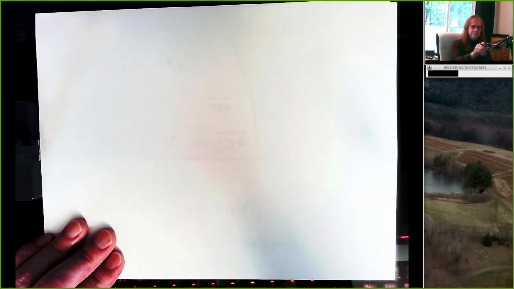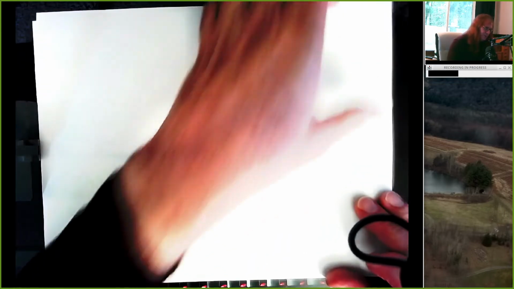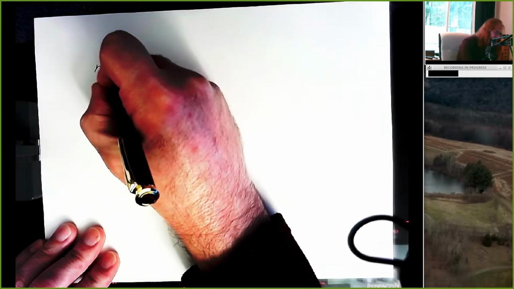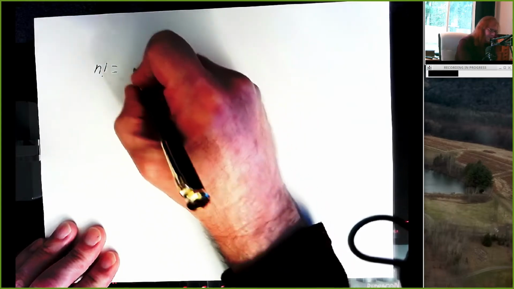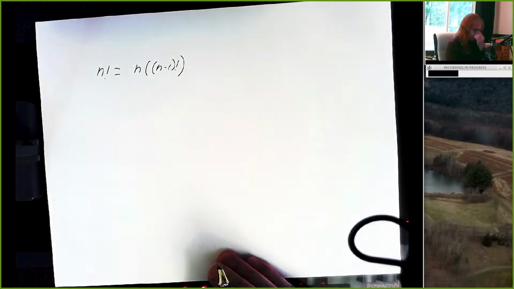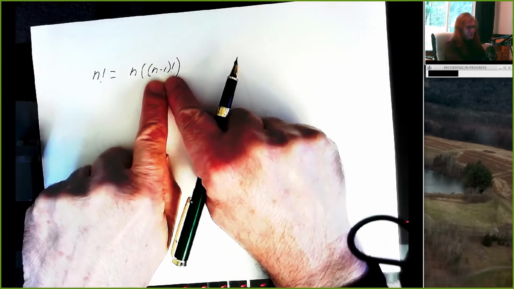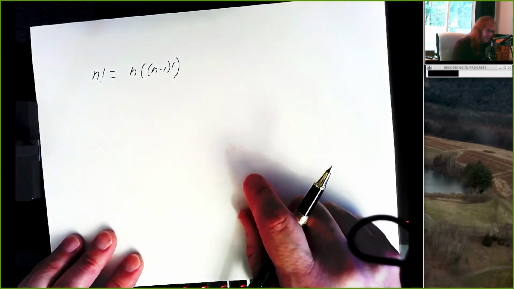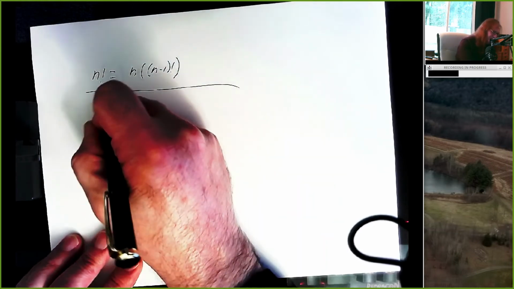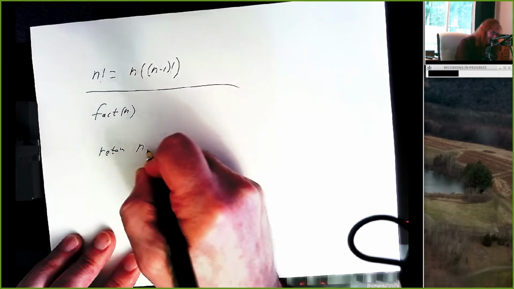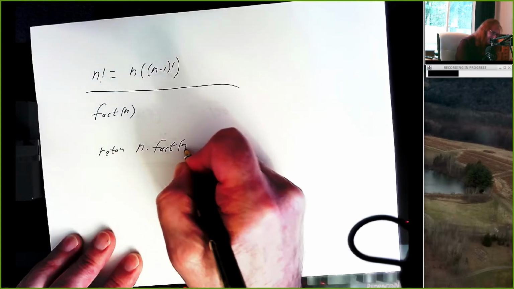And so one way we can do this is with factorials like we just did. N factorial we can write as n times n minus 1 factorial. The product of the first n minus 1 integers times the nth integer gets us n factorial. And so if we wanted to write a function named factorial, we could just return n times factorial n minus 1.